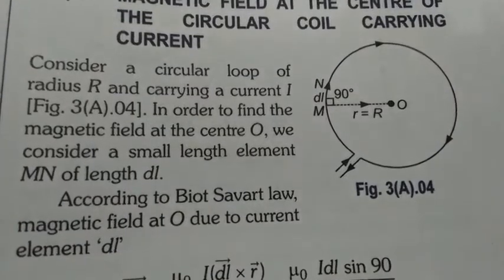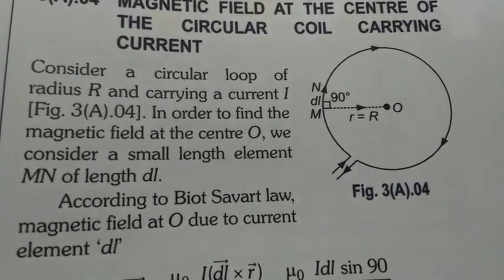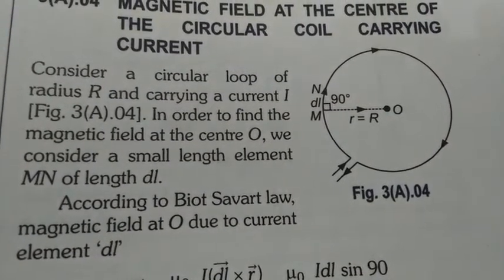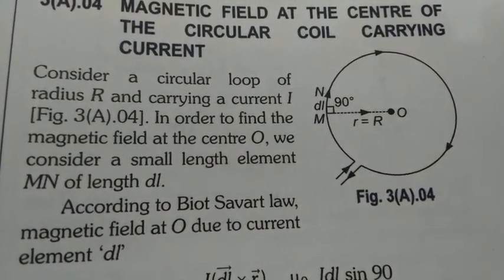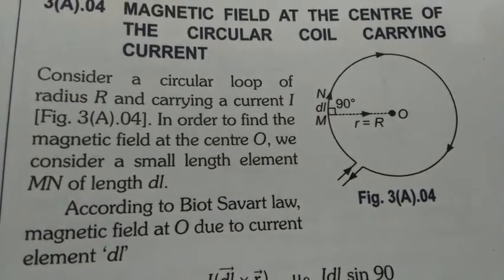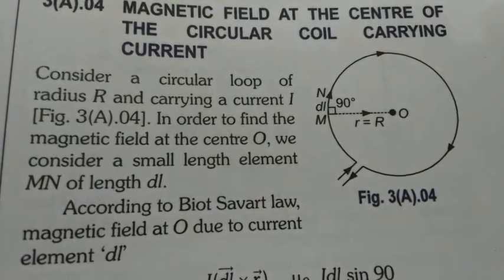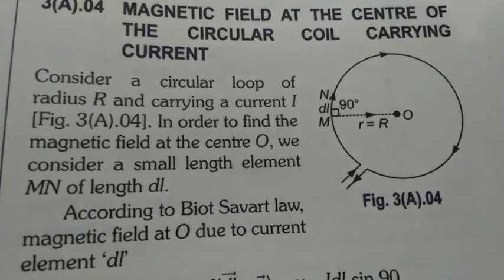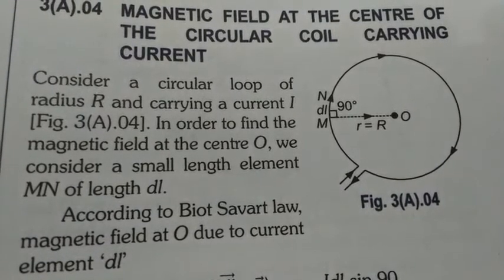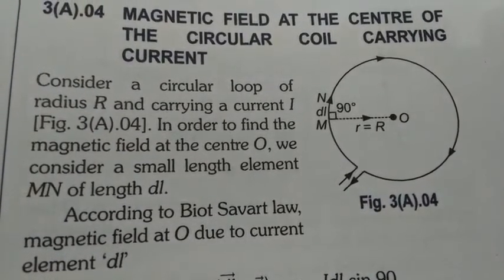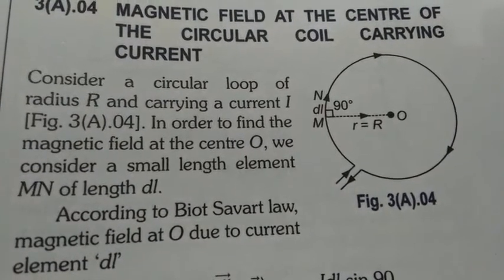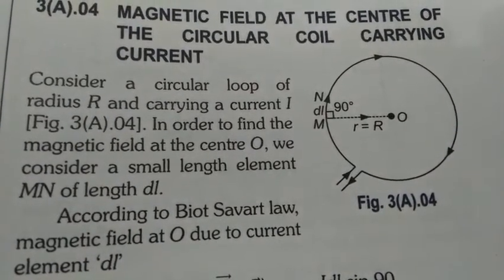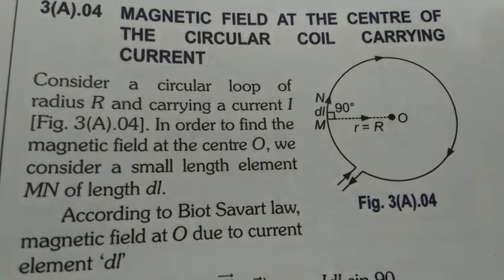Okay? If the direction of current will be anti-clockwise, that time the direction of magnetic field will be perpendicular to the plane of paper in upward direction. Okay? How we get this? This we have already discussed in class 10th in screw rule or right hand thumb rule. If the direction of current is clockwise, the direction of magnetic field will be in downward direction.